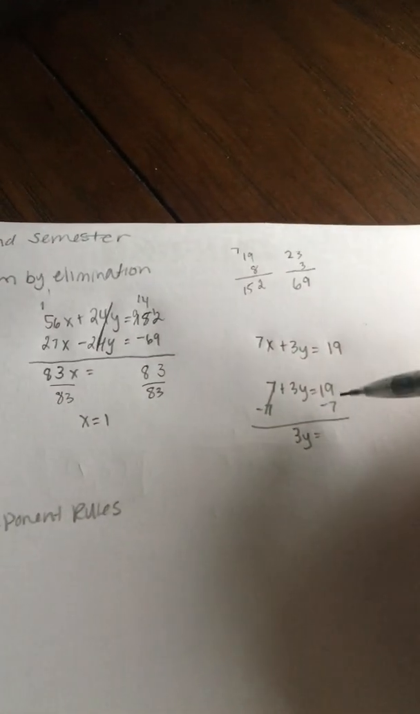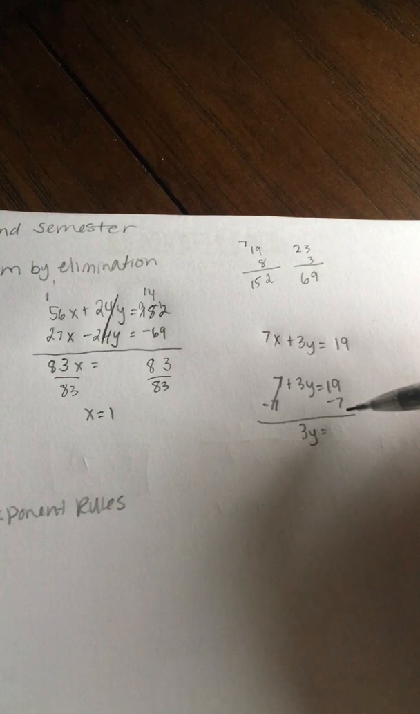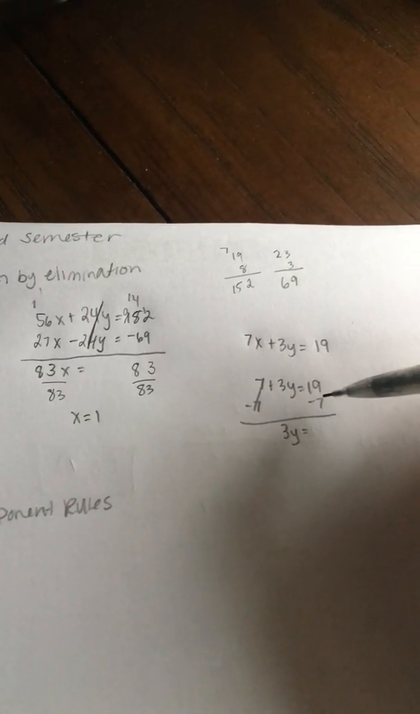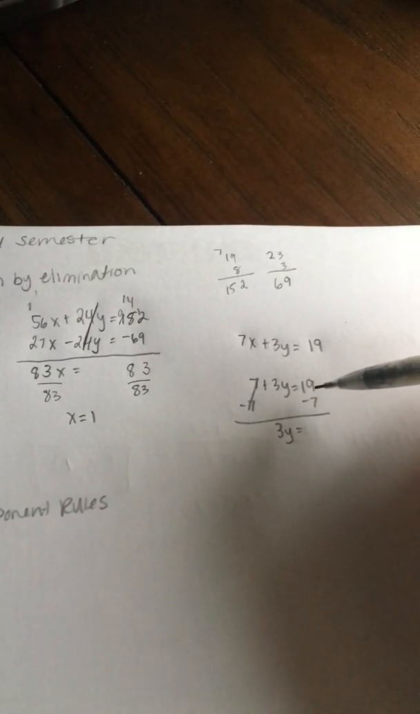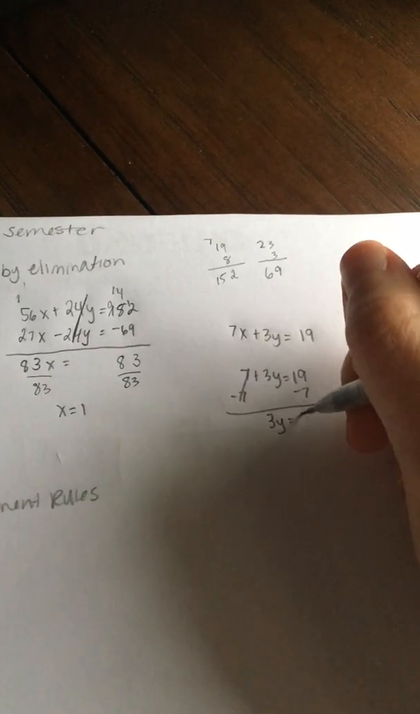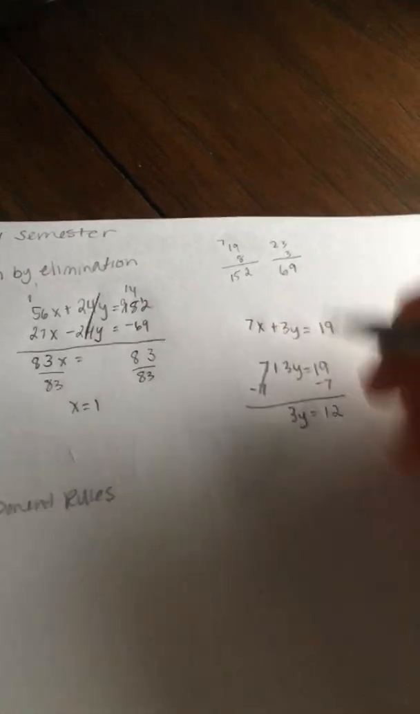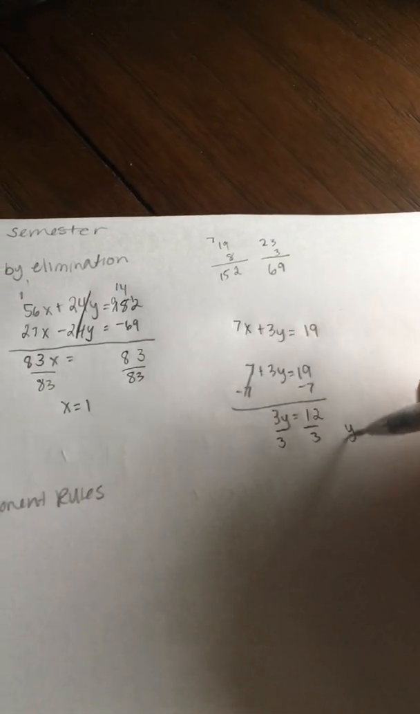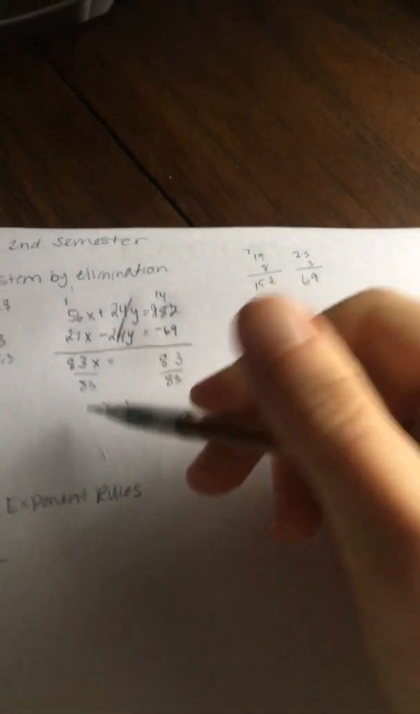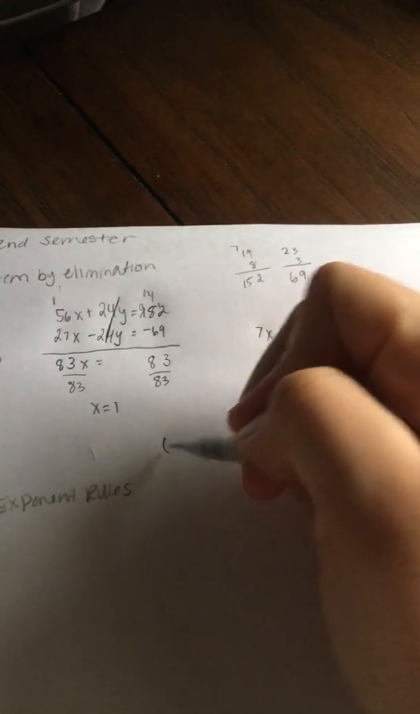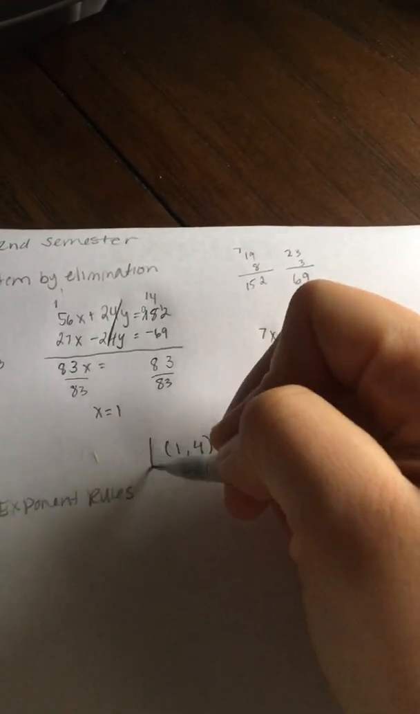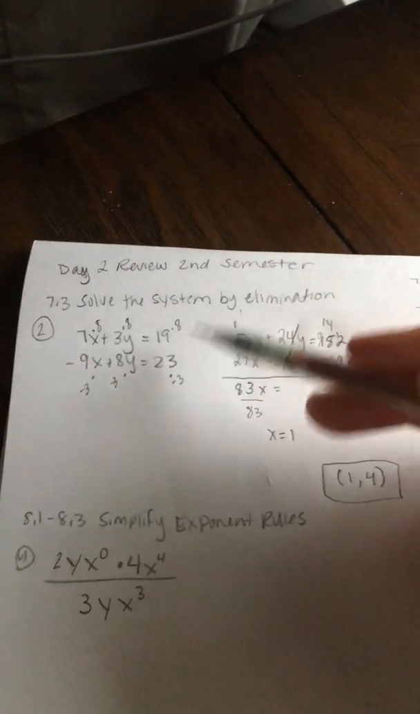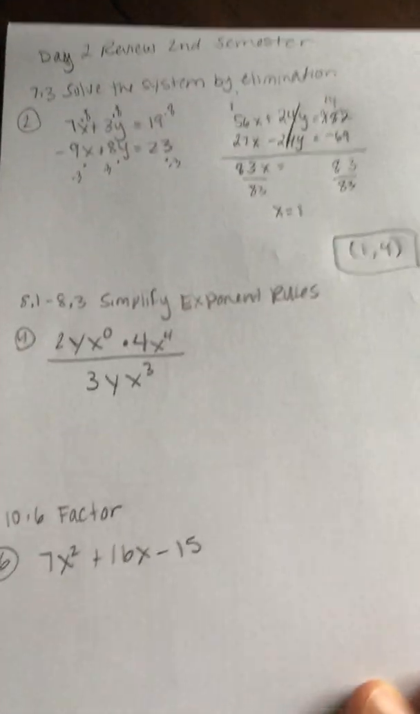3y equals, let's see, we're going to get 12. And then we divide by the 3 to get y equals 4. My ordered pair answer is going to be 1, 4. This is the ordered pair that would make both of these equations true at the same time.